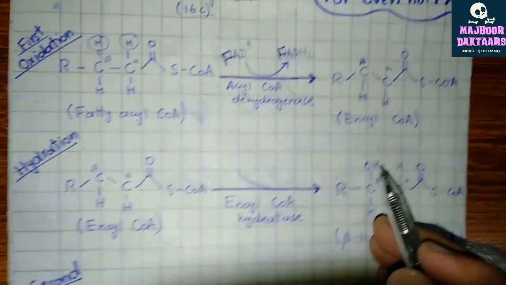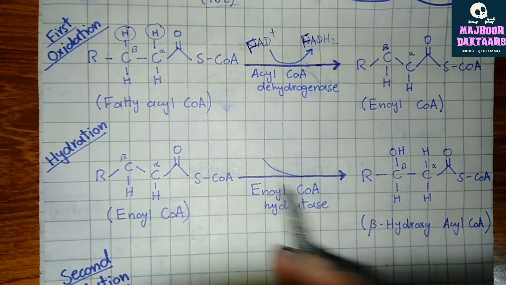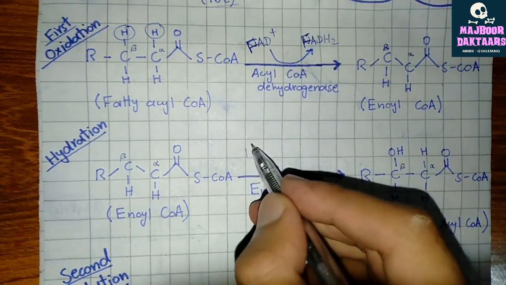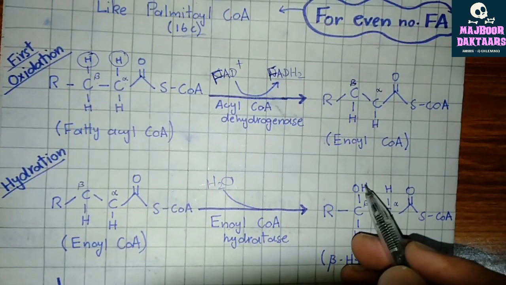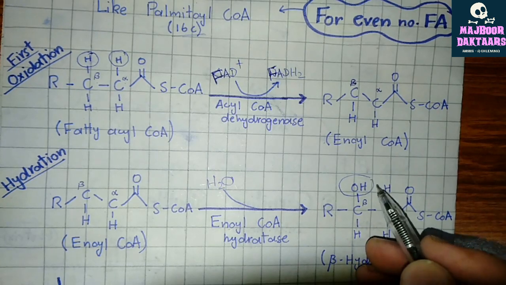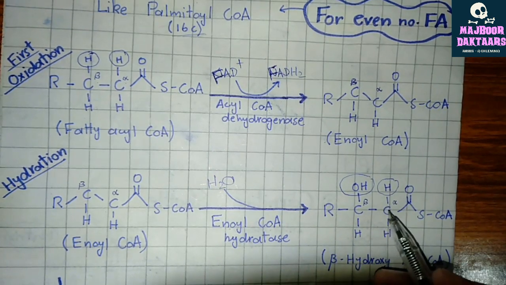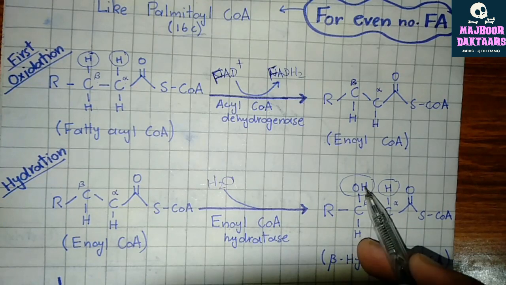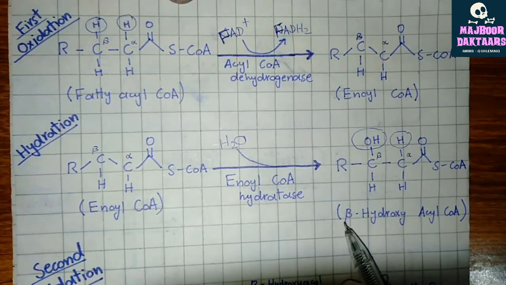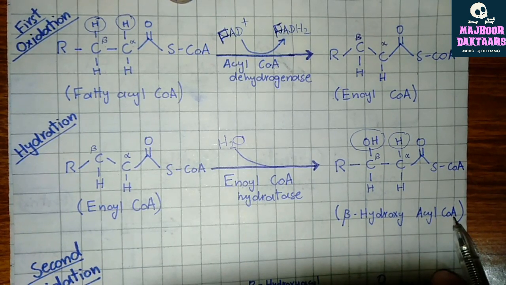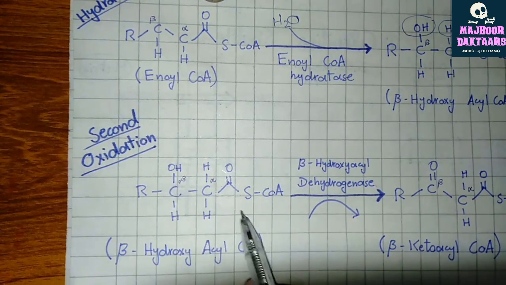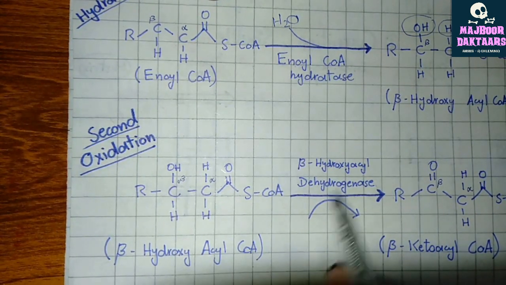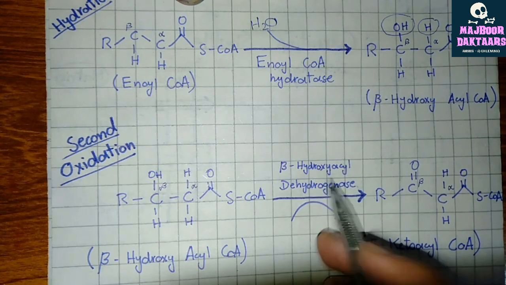Moving toward the second step, this enoyl CoA undergoes hydration. That is, an enzyme called enoyl CoA hydratase adds water to the enoyl CoA. So it adds a hydroxyl group at the beta carbon and a hydrogen atom at the alpha carbon. Since it has a hydroxyl group at the beta carbon, it is named beta hydroxyacyl CoA. Now this beta hydroxyacyl CoA moves toward the third reaction, which is the second oxidation. In the second oxidation, the beta hydroxyacyl CoA is acted upon by its dehydrogenase.